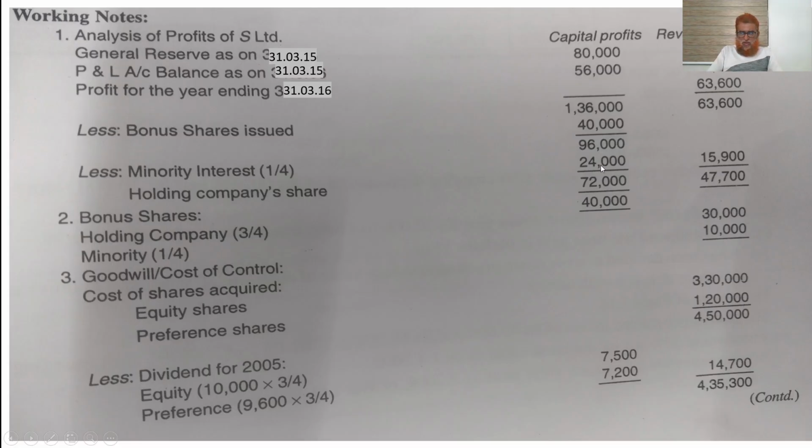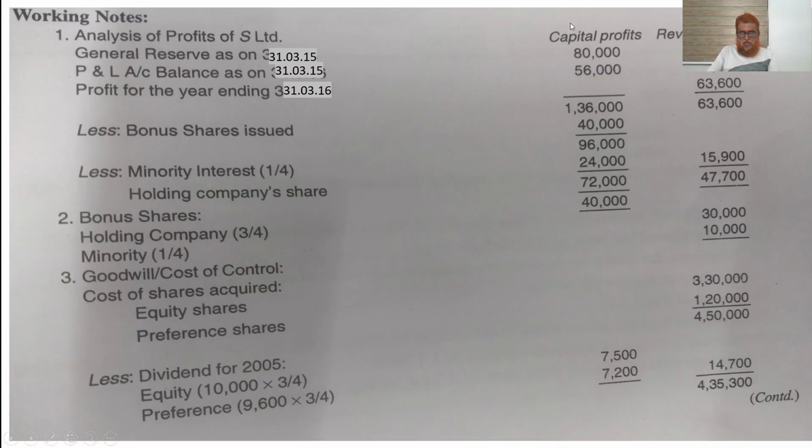Both should be split into minority and majority. Minority interest 1 by 4. 96,000 into 1 by 4 is 24,000. 96,000 into 3 by 4 is 72,000. Now 63,600 into 1 by 4 is 15,900. And 63,600 into 3 by 4 is 47,700. So these are the majority share and minority share.